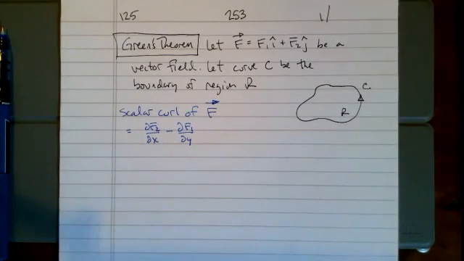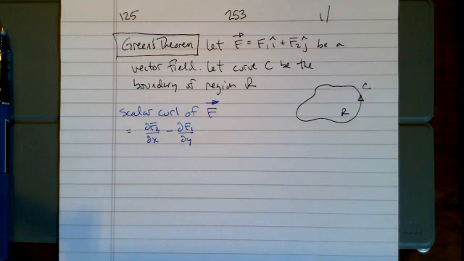Today we want to take another look at Green's theorem. Let's set up Green's theorem. We have a vector field and we have a curve that's going to act as the boundary of the region R. The curve must be oriented so that the region is on the left.